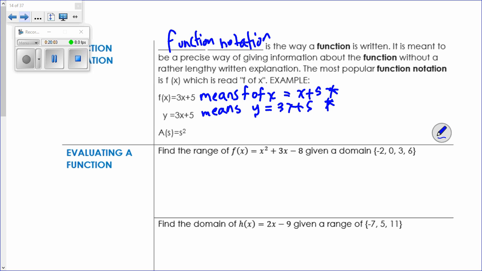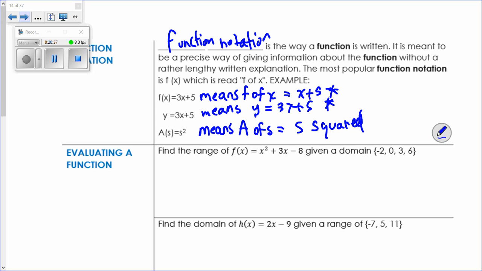Now, what about the next one? This is an area problem. You'll see this soon enough. This means A of S equals S squared. If you had to write that down, it would be rather lengthy, and it would be a lot more words, and you would not be able to focus on the main components of what we want you to remember.